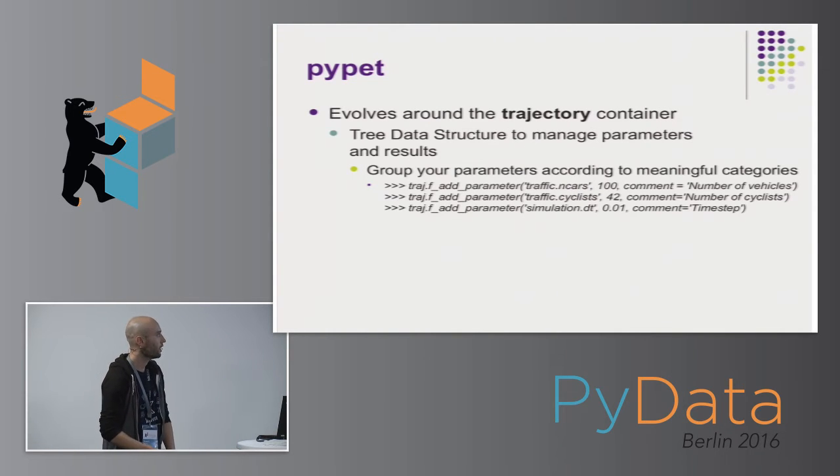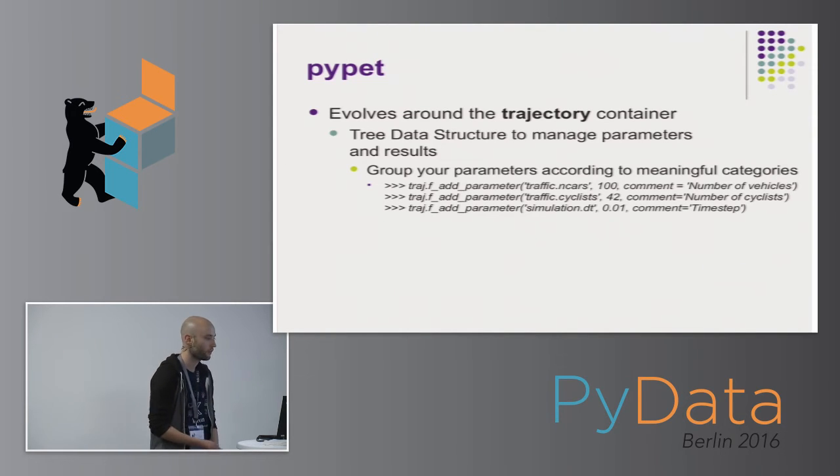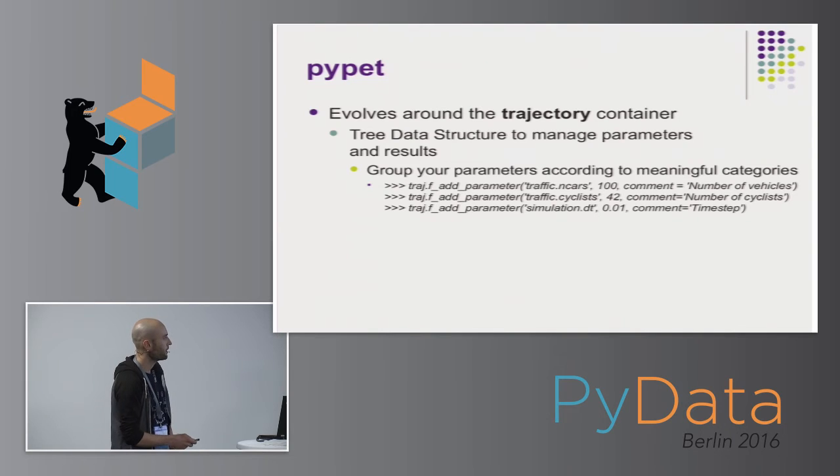Okay, so how does it work? It evolves around a new Python container, which is called trajectory. It's basically a more sophisticated dictionary, or to be precise, a nested dictionary, because it implements a sort of tree data structure, and it manages all your parameters and results. So for instance, we have this function here, f_add_parameter. This prefix f_, I stole the idea from PyTables, that these functions of these containers that actually do something for you start with an f_ underscore, so you can actually distinguish them from data you put in there.